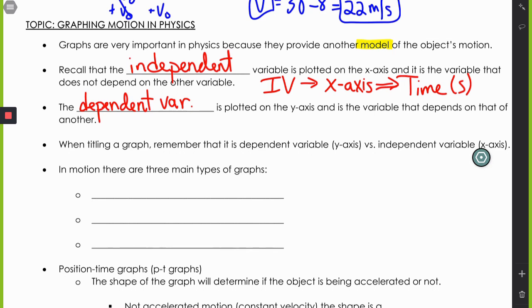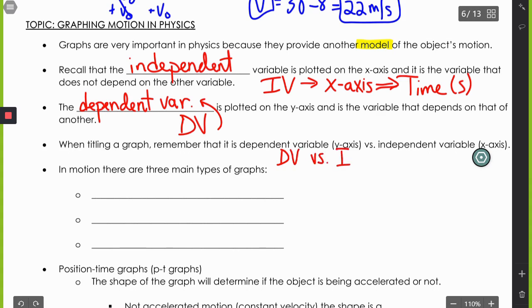Now, when you title the graph, because you have to make sure you title your graph, you're going to do dependent versus independent variable. So if you hear a position versus time graph, that is telling you that the position is on the y-axis and the time is on the x-axis. We call this DV, the dependent variable. So you're going to do DV versus IV, dependent versus independent variable.